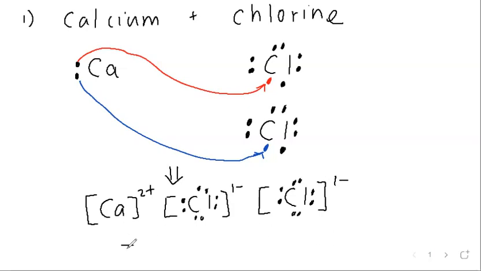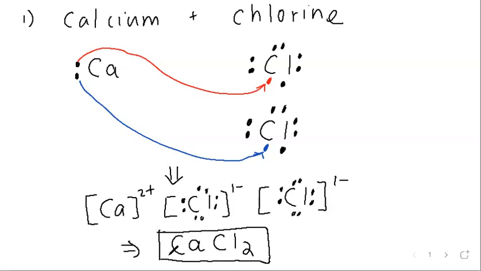And so if we write that as a chemical formula, the chemical formula becomes CaCl2. Ca because we have 1 calcium atom, and Cl2 because we have 2 chlorine atoms. And combined, they make up the ionic compound calcium chloride.